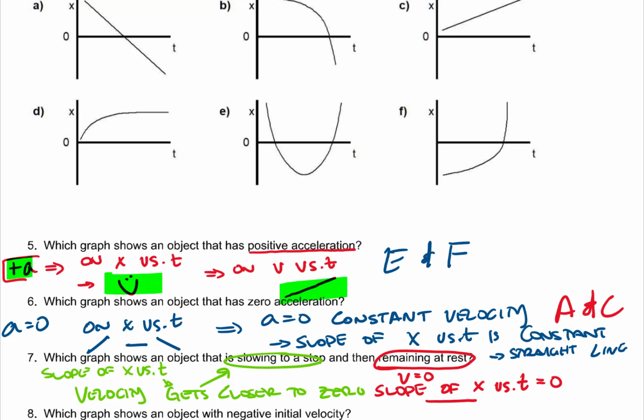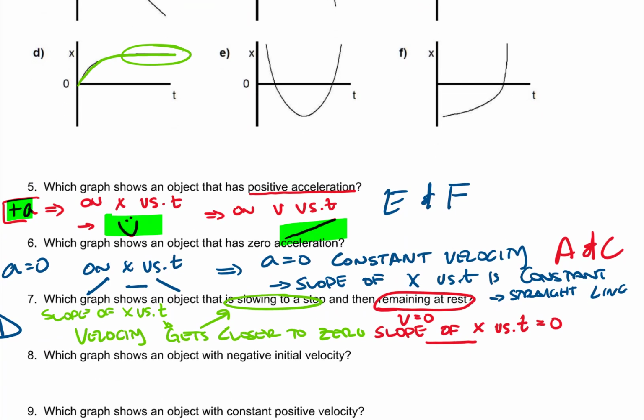That's happening right here in graph D. I have a nice horizontal line at the end, and my velocity starts off, my slope starts off positive, and then ends up getting closer to 0. So number 7, the answer to that is D.